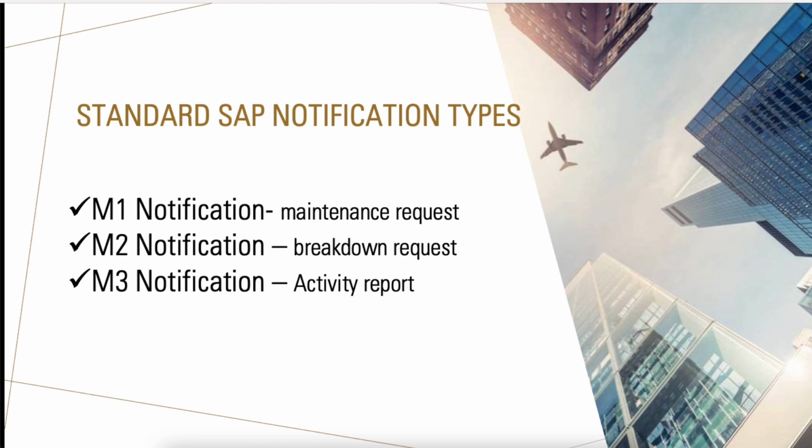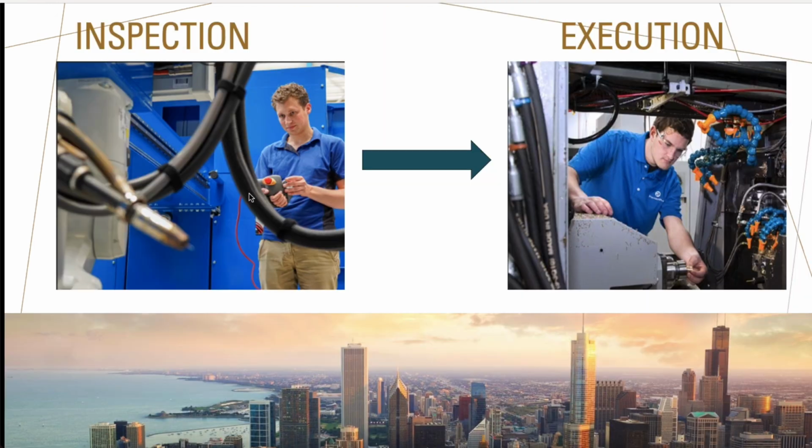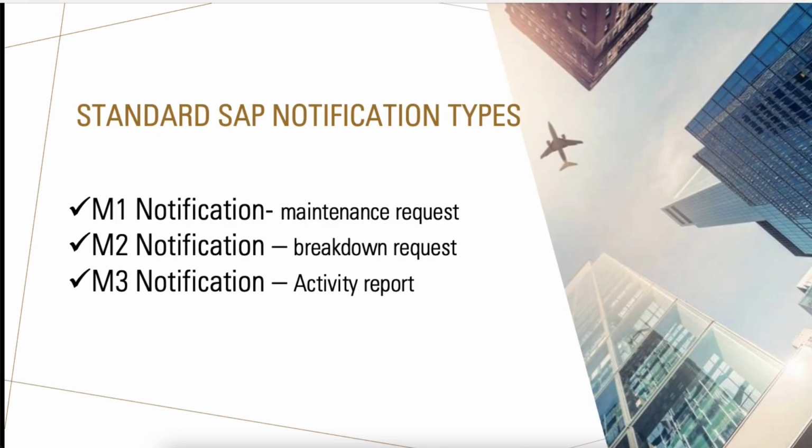Now, if I ask myself this question as an operator, do I need to change this part? No, I don't need to change this part. Do I need any form of labor to plan this? No, I don't need it. Then I have to raise my notification. Now, what type of notification do I raise? In that kind of situation, I could just raise an M1 notification. So when I raise my M1 notification, which is my maintenance request, I could then fix the issue and then close my notification.